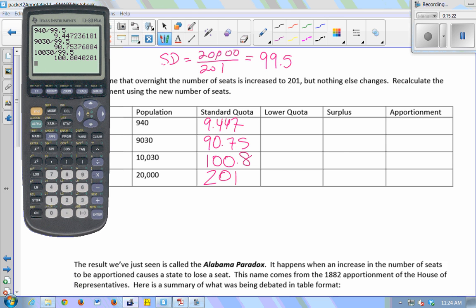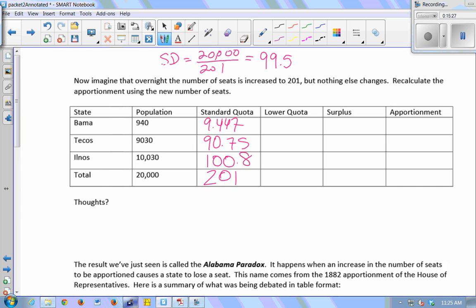Okay, so next step in Hamilton's method is to take the lower quotas. So I round everything down, and I have 9, 90, 100. That adds up to 199, which means I have 2 seats left to give out, right? Because I'm giving out 201 seats this time. So I'm going to look at the decimal pieces, 0.447, 0.75, and 0.8.